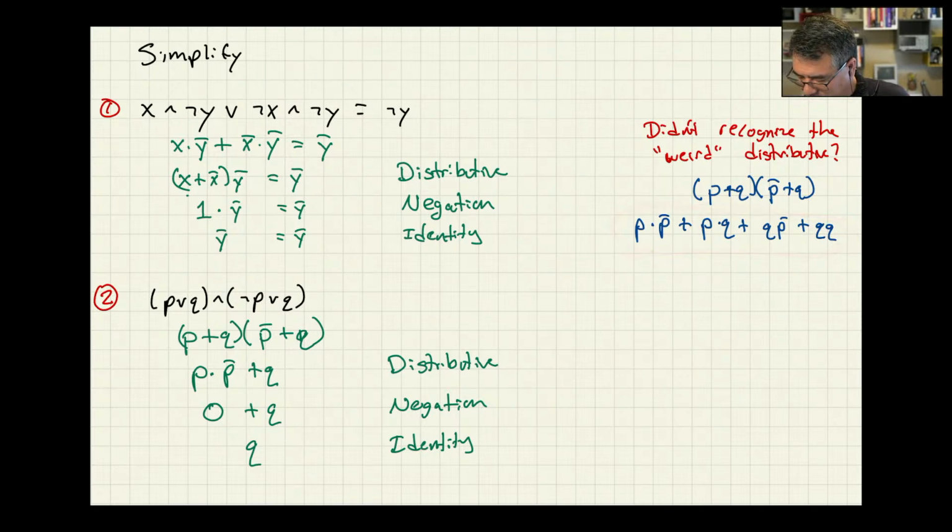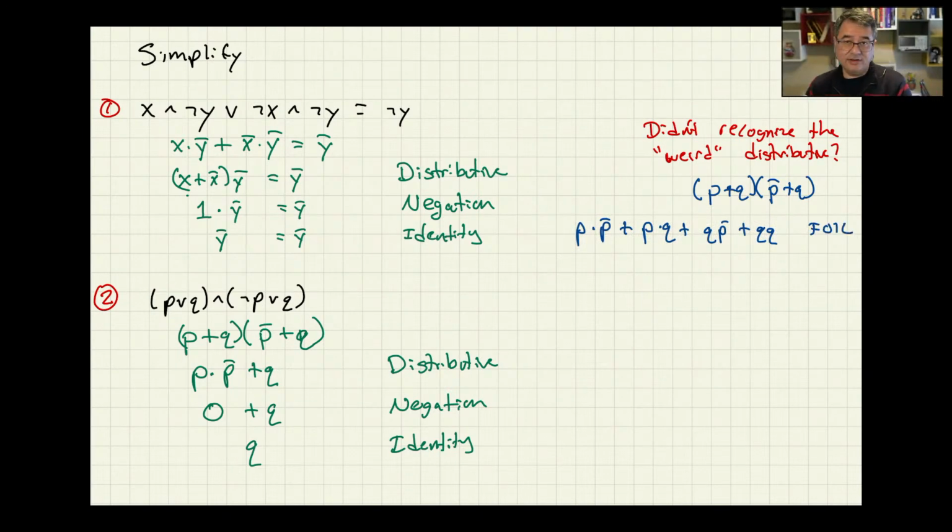And I'm just going to slide this over so I've got some space. And now we're just going to start simplifying from there. So P times not P, negation says that becomes a 0.